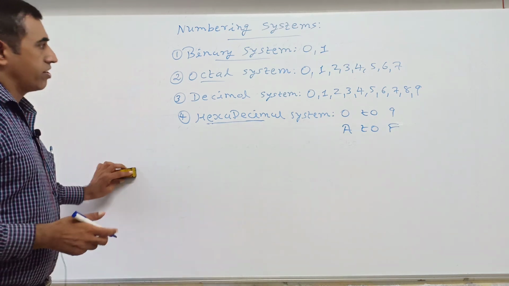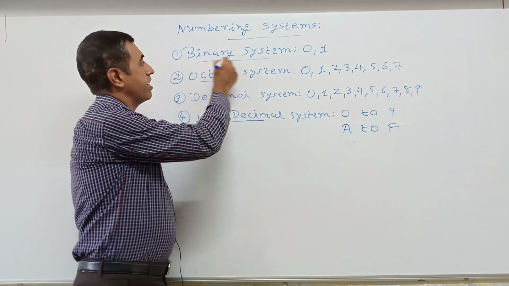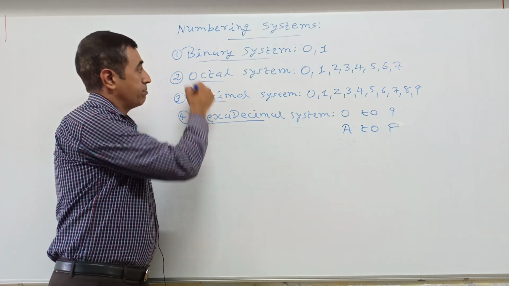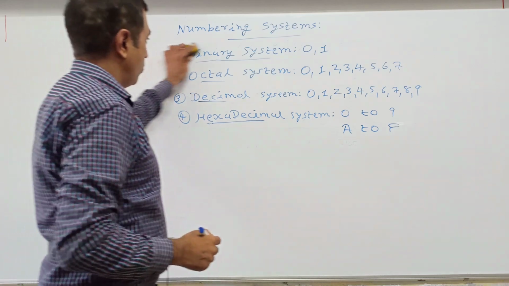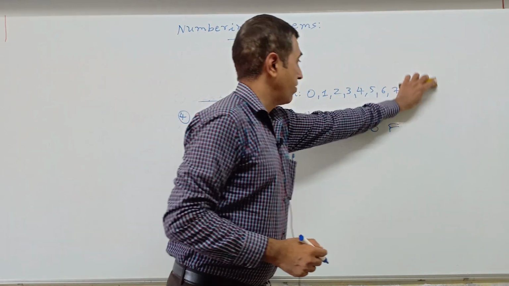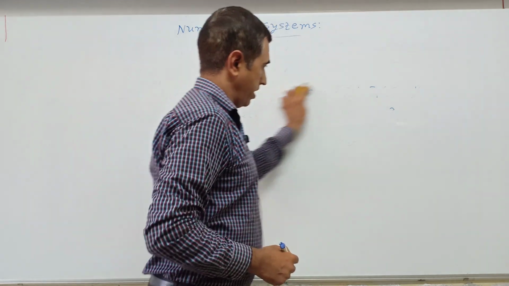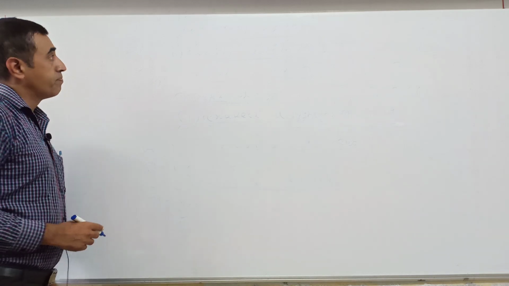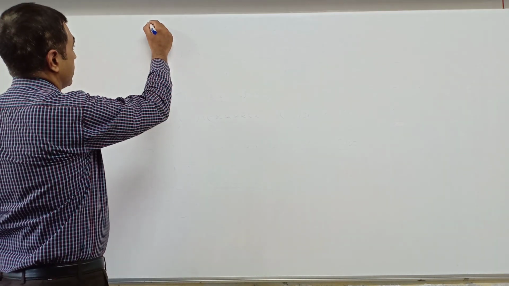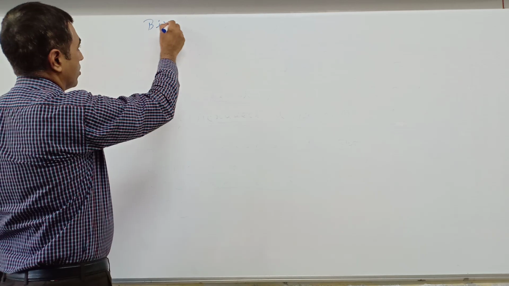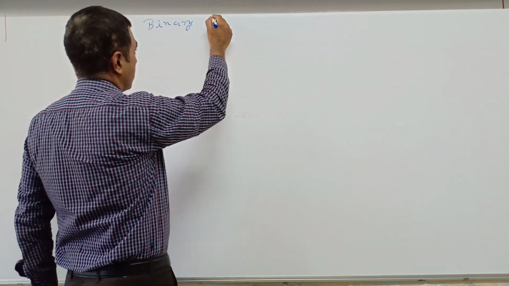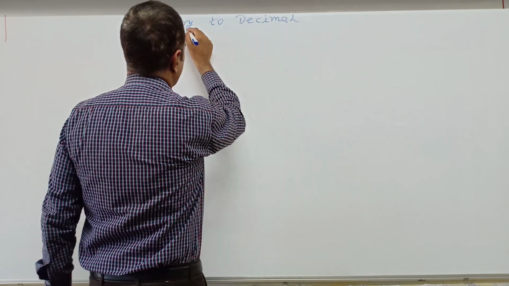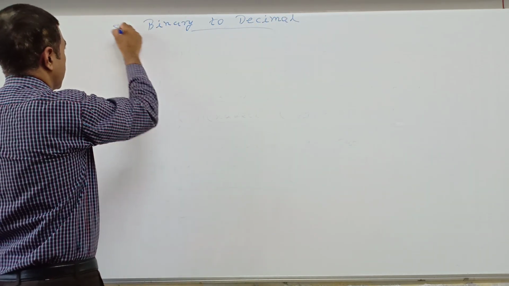Now we can convert any binary number into decimal, same way, from decimal to binary. And this conversion, sometimes they ask in MCQ, so that is why it's very necessary to understand this. So first we will see how to convert a binary number to decimal. Binary to decimal.